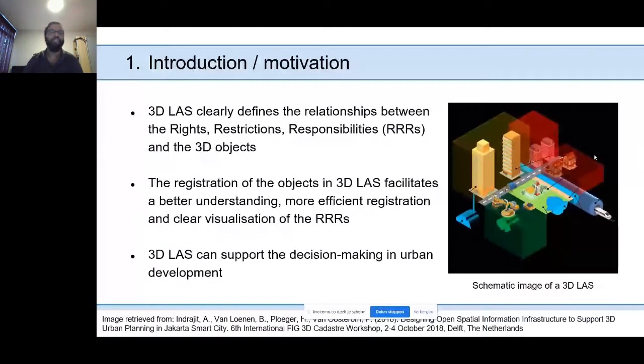A 3D land administration system, however, can clearly define the relationships between the rights, restrictions, and responsibilities and the 3D objects, while the registration of these objects will facilitate a better understanding, more efficient registration, and a clear visualization of the RRRs. A 3D land administration system can therefore support the decision-making in urban development.